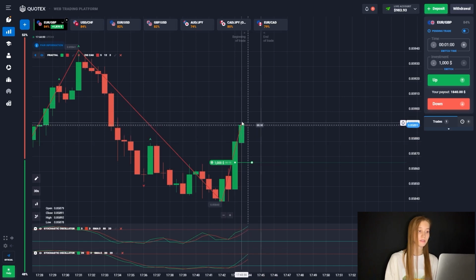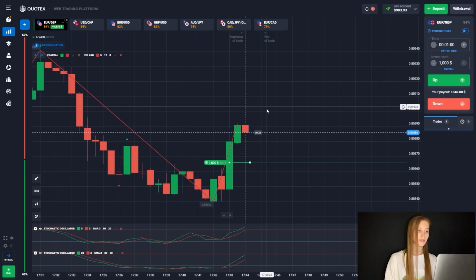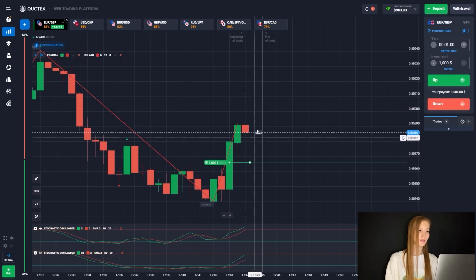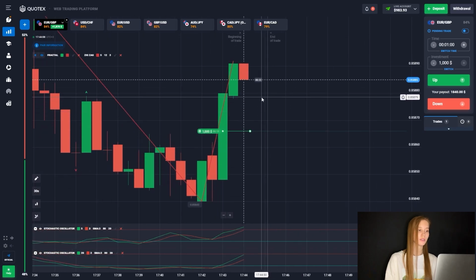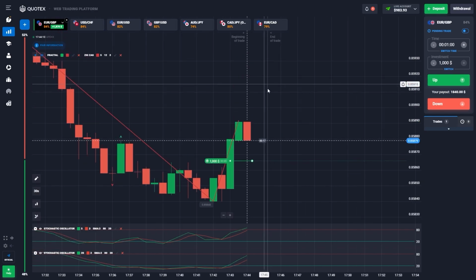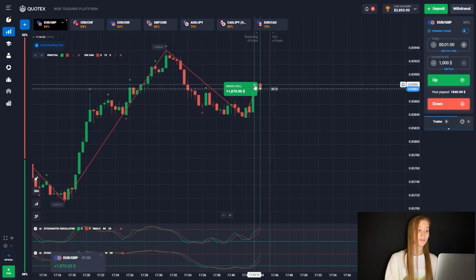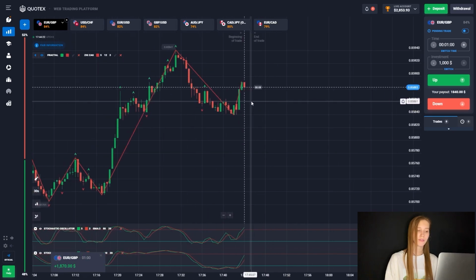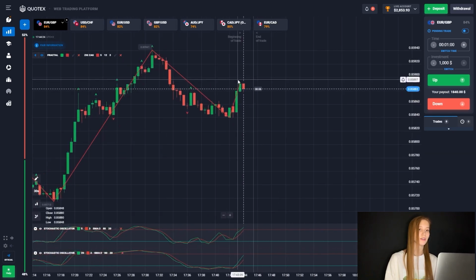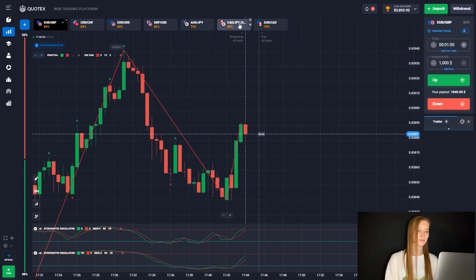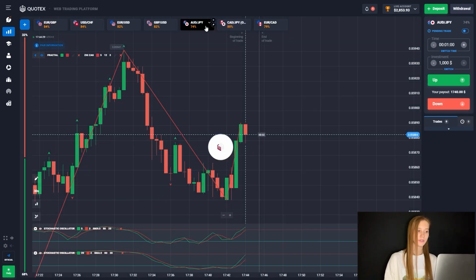So we see how the maximum point is formed. There is very little left before the completion of the deal. Let's wait. So we have another positive deal. Perfect, almost $3,000 on the balance. A good result.